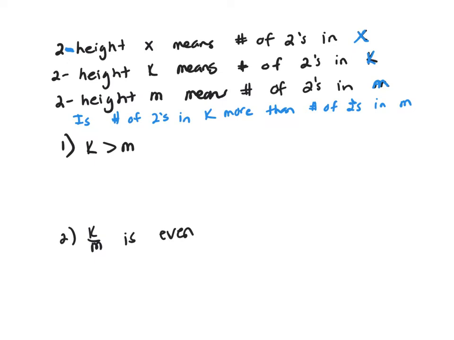So that means I don't have a formula for this. I'm just going to pick numbers out. So let's just pick some numbers out. Let's let k be 4, greater than 3. How many 2's are in 4? 2. How many 2's are in 3? None.